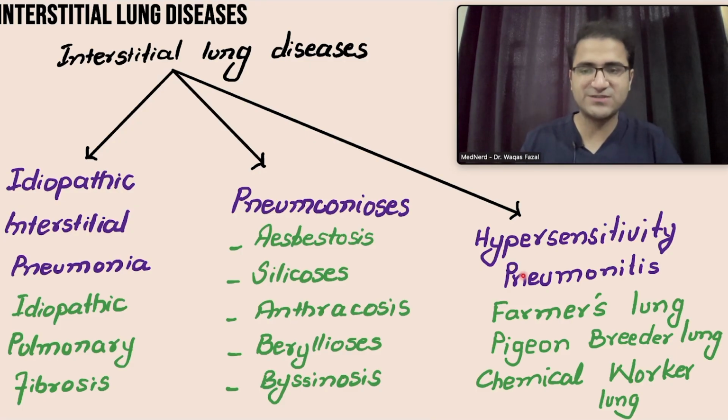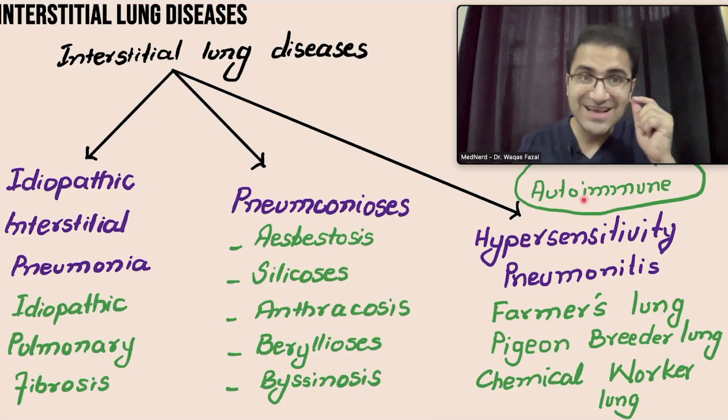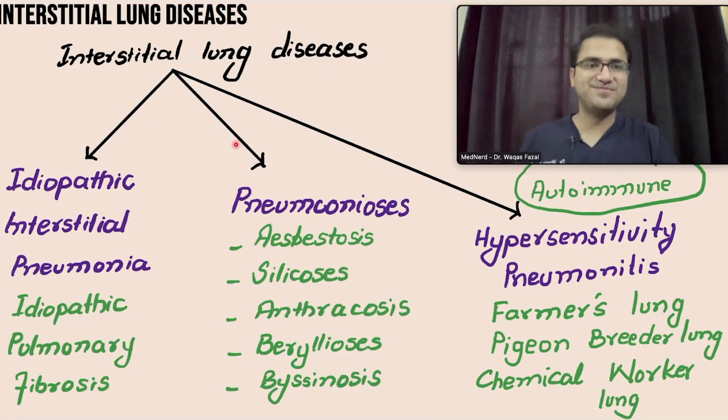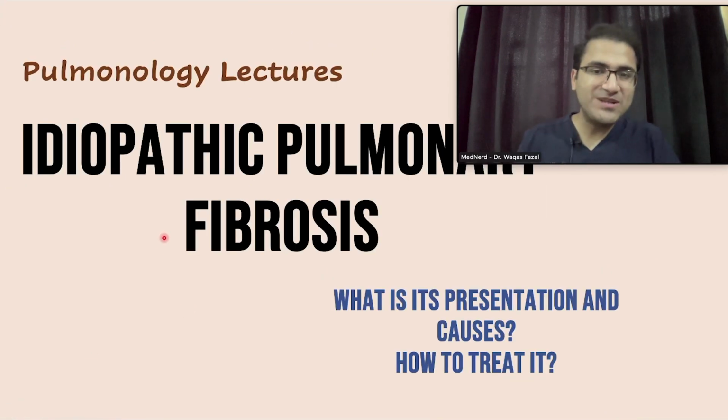Remember, autoimmune conditions can also cause interstitial lung diseases like rheumatoid arthritis, connective tissue diseases. SLE can result in interstitial lung disease as well. Now, we'll be discussing idiopathic pulmonary fibrosis in detail in this video. What is idiopathic pulmonary fibrosis?